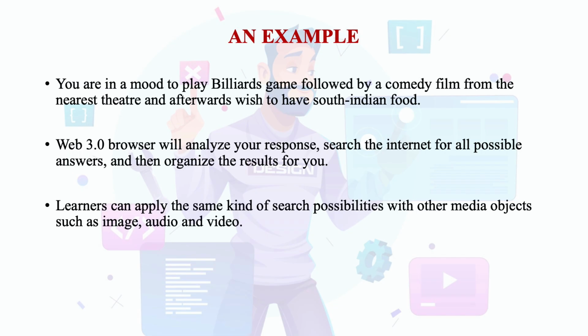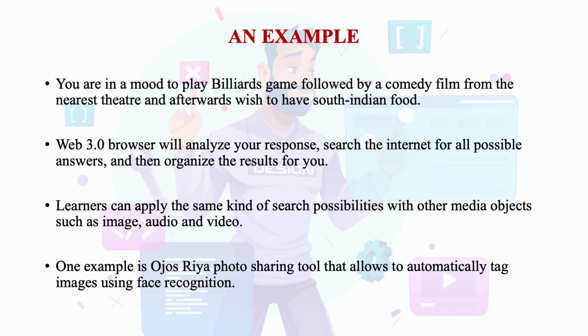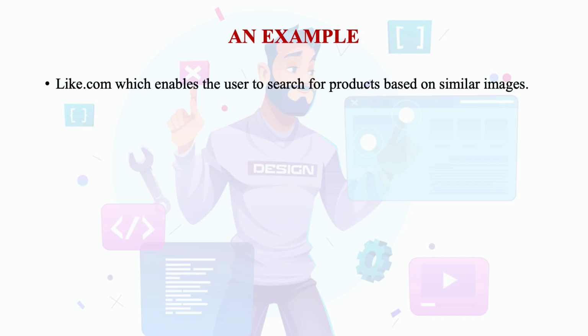So learners can apply the same kind of search possibilities with other media objects such as image, audio and video. One example is Ojo's RIA photo sharing tool, that allows you to automatically tag images using face recognition. Like.com enables users to search for products based on similar images. So there are several things which are coming up. You yourself can also just Google search so that you will get some of the applications of Web 3.0.